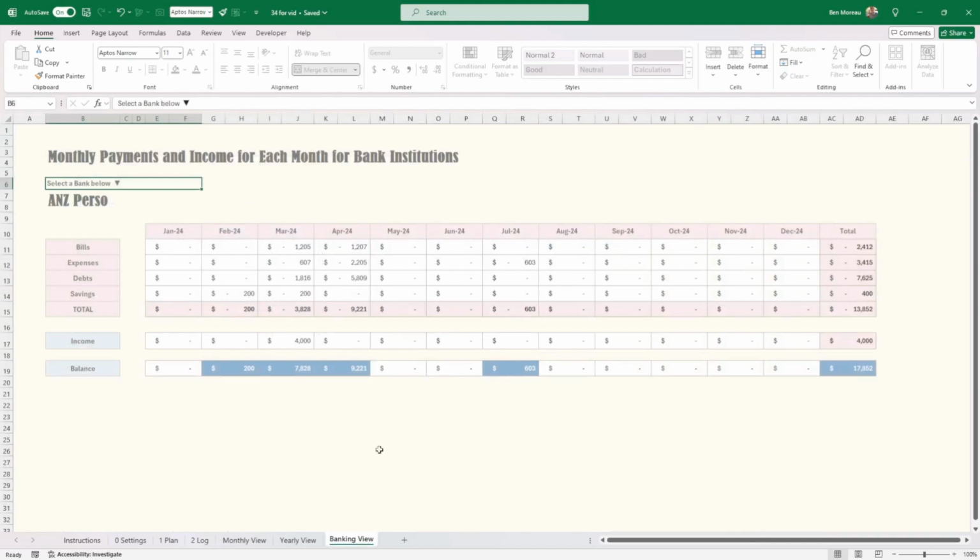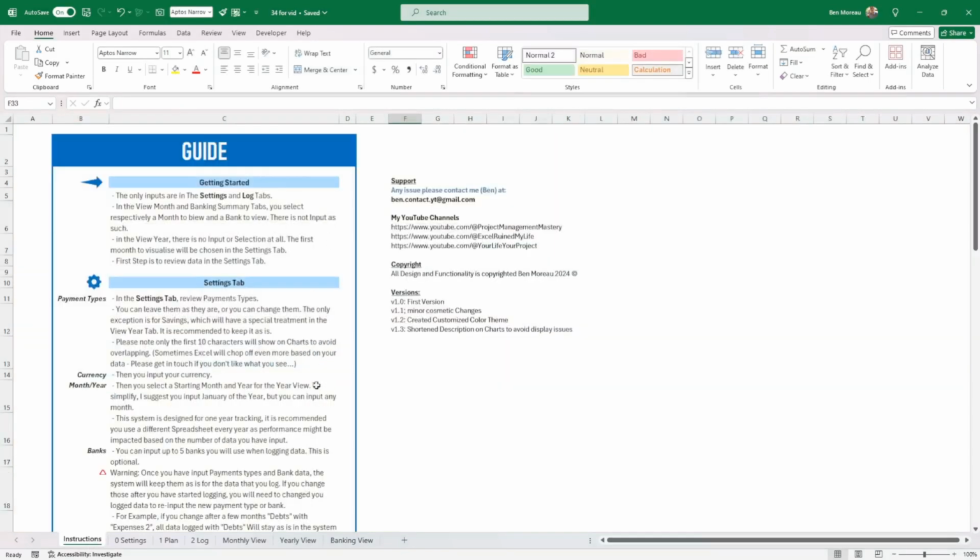So that was a very quick introduction. Now I would like to walk you through tab by tab. Now, this is obviously for people who already have the template or are interested in getting it and are still unsure, so you can have a look at this. First tab, instructions. Those are the instructions, my contact details.